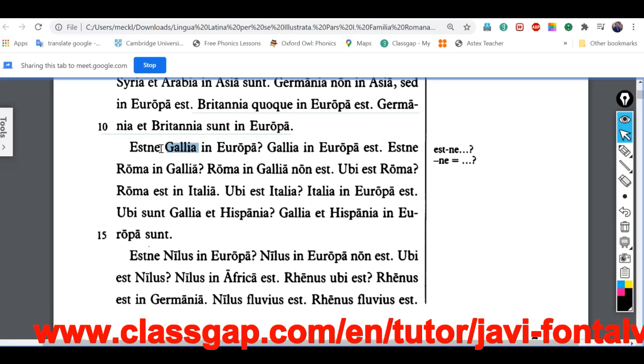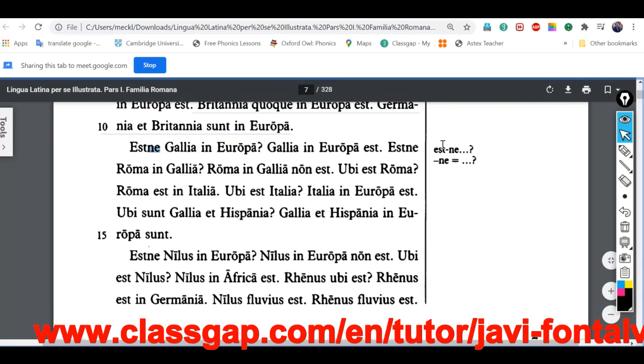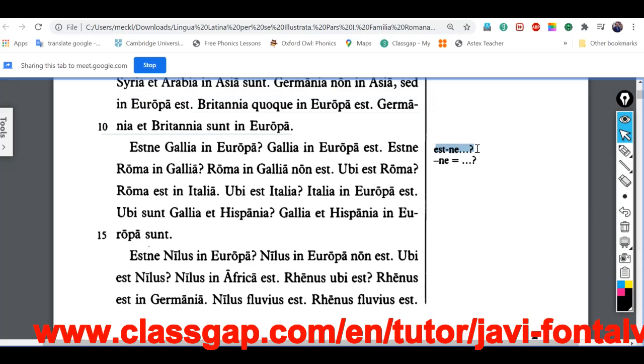Probably you notice there is a little ne here. If you look at the margin, this is a way of asking a question. At that time, we actually didn't have the interrogation mark; that is something modern. So they would use this ne. It's like a question mark, like in Spanish, where you do this. More or less the same. Gallia in Europa est. Okay. Gaul is in Europe.